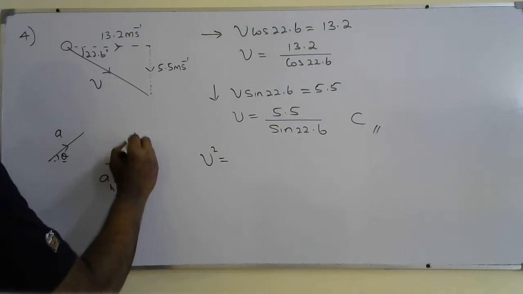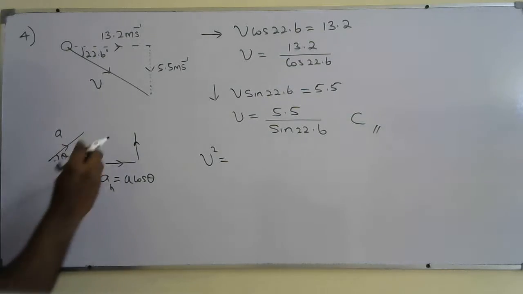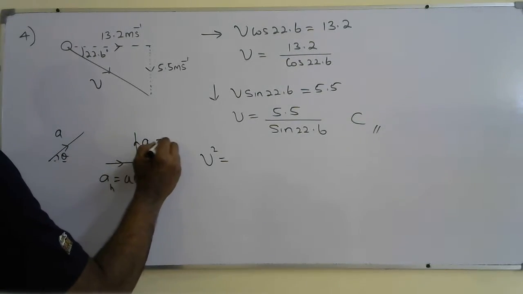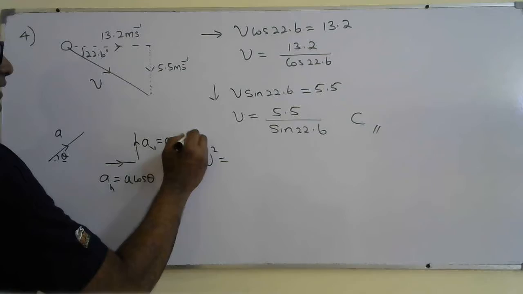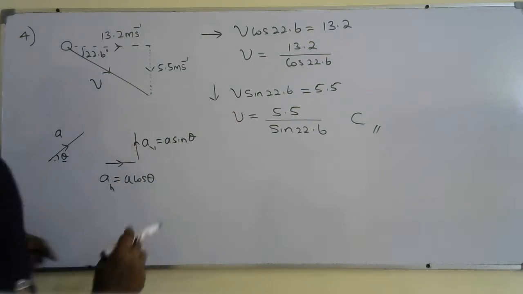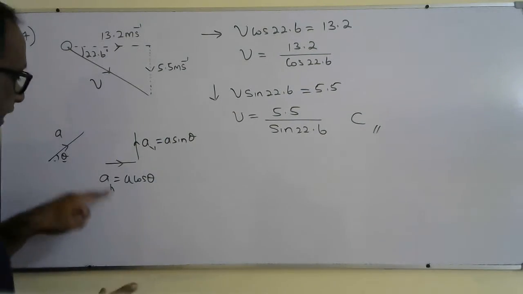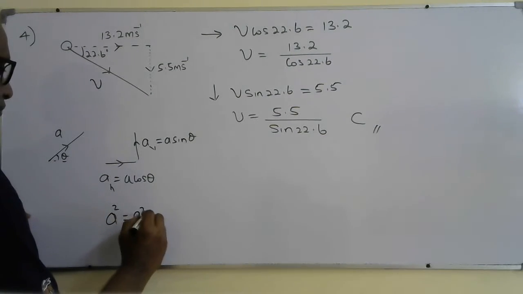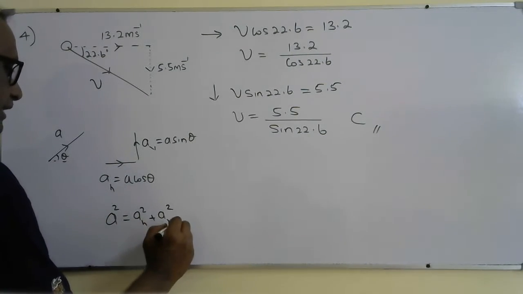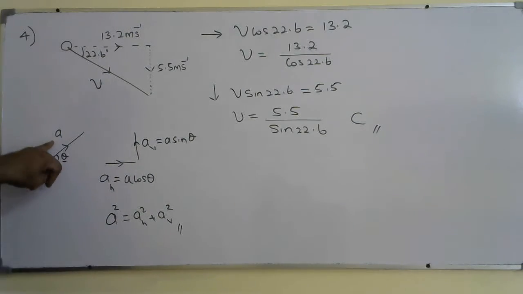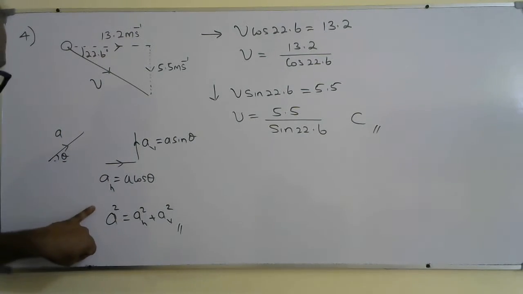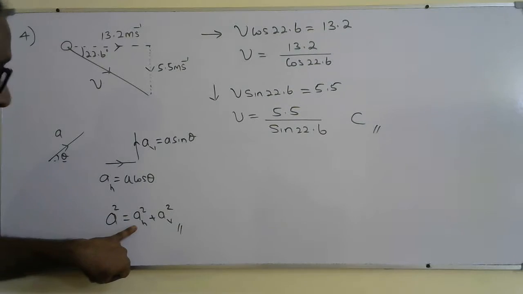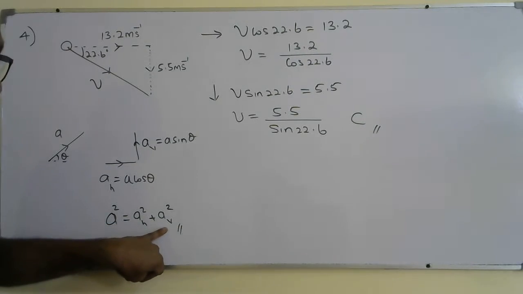The vertical component, if I resolve it vertically, AB equals A sine theta. After that, the resultant of AB and AH, that is A squared, is equal to AH squared plus AB squared. That is also correct. A squared, the actual vector squared, is equal to the square of the horizontal component plus the square of the vertical component.